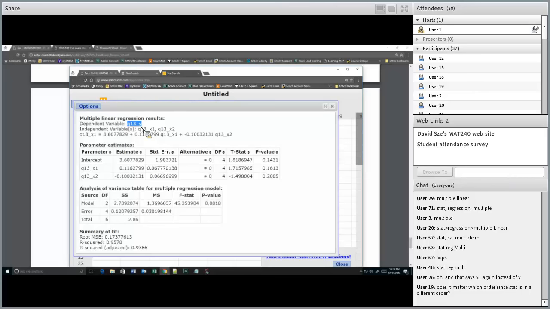Does it matter which order, since that is in a different order? I'm not sure if I follow that question. What is the question again? Does it matter?